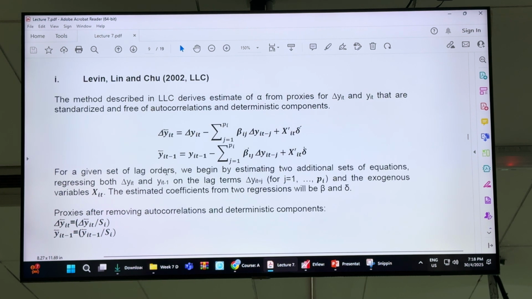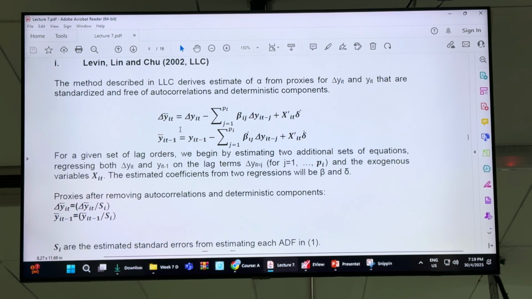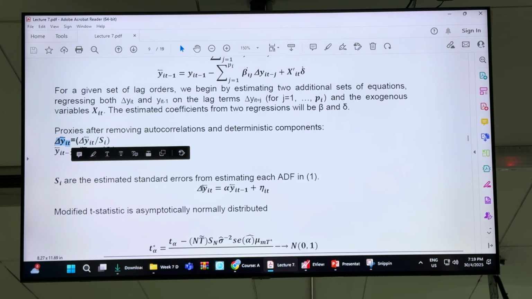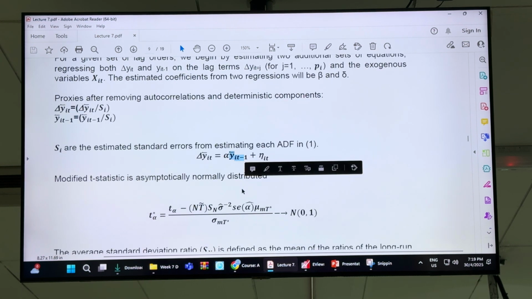After he estimates, he wants to remove the autocorrelation, because in 2002 they were already aware of this autocorrelation issue, right? So he said, okay, after I estimate, I regress this equation on the lag, on their respective changes. After I remove the autocorrelation, I use these changes as my dependent, and then use this, after removing the autocorrelation, as my independent variable. Then after that I calculate my test statistic.